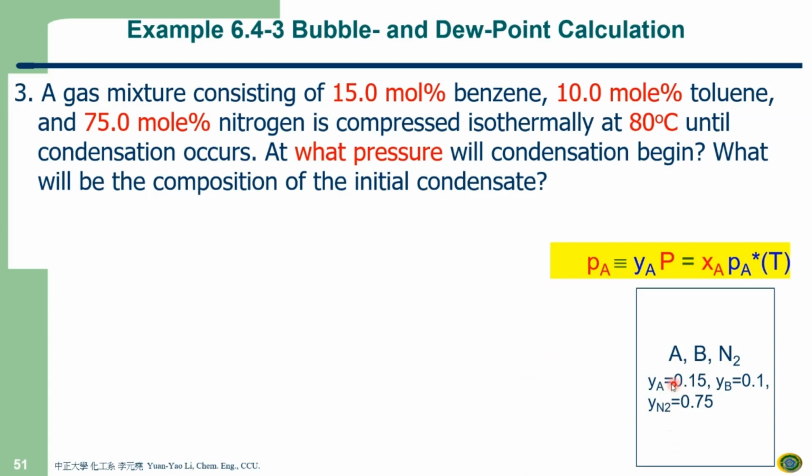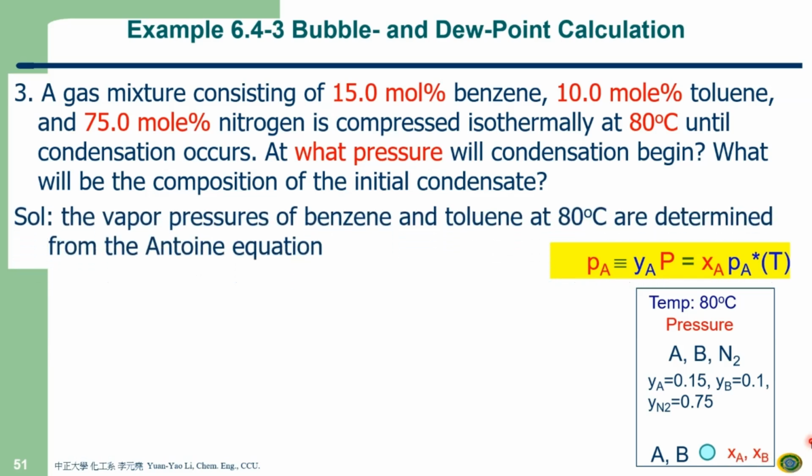You know that in the gas phase you have 15% A, benzene, 10% toluene, and 75% nitrogen. This is right in the beginning. And then the temperature is constant, so you don't know the pressure. Pressure is unknown. Once you increase the pressure, the first droplet will come out, and you want to find out the composition of A and B.